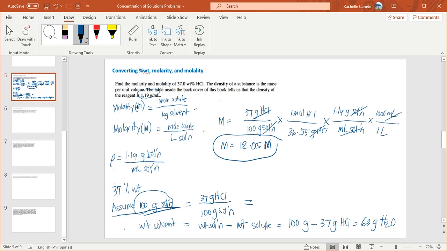Now, for the molality, you use the same solution: 37 grams of HCl, which is the solute, per 100 grams of solution. What you need to do is compute the moles of HCl for every 100 grams of solution, because you assumed 100 grams of solution. We already know the mass of the solvent.